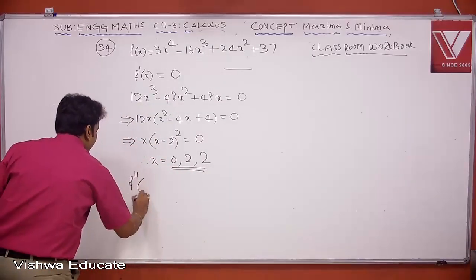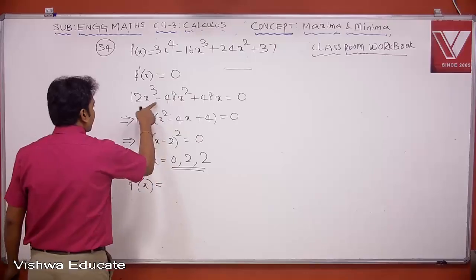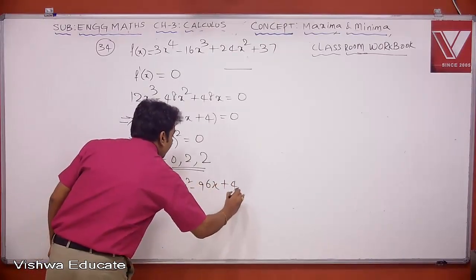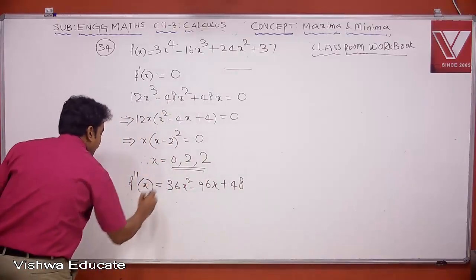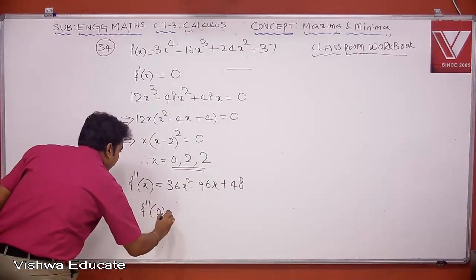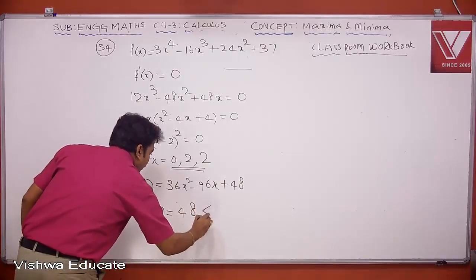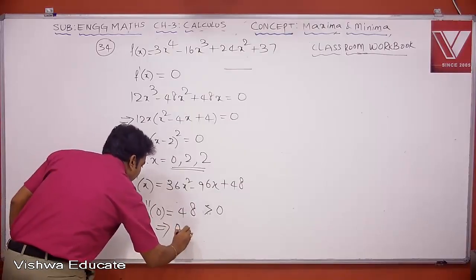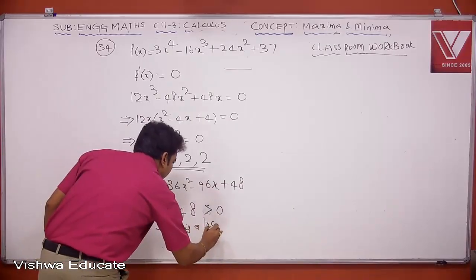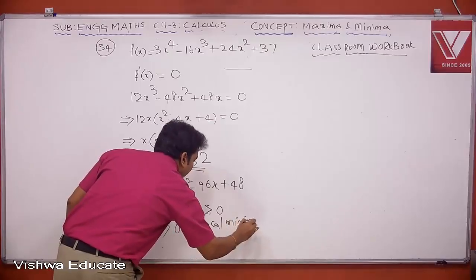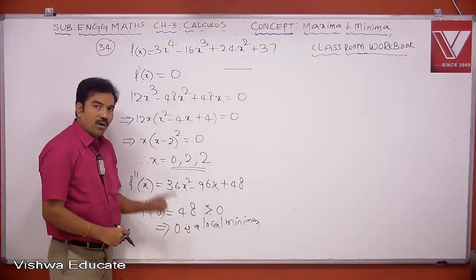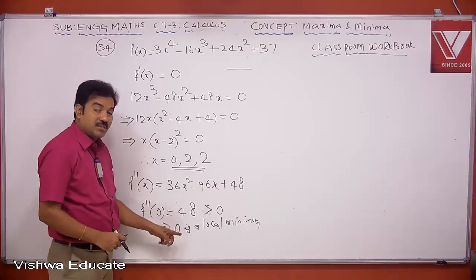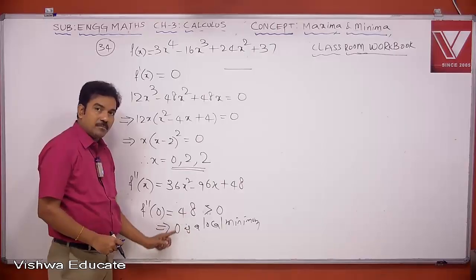Let us calculate f double dash x to apply the second derivative test. Therefore this is 36x square minus 96x plus 48. Now let us replace x by the first stationary point. F double dash of 0 is 48. Now this is greater than 0. This implies 0 is a local minimum by the second order derivative test. 0 is a local minimum. Therefore, at this moment, we got one stationary point, and that is also called an extremum point. So we got one extremum point.